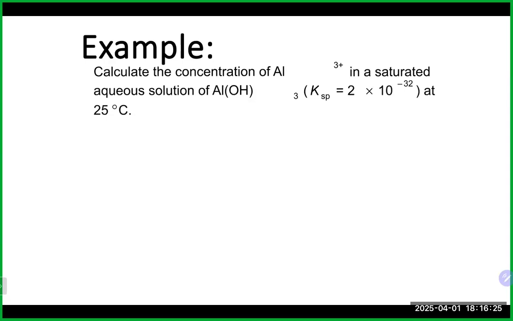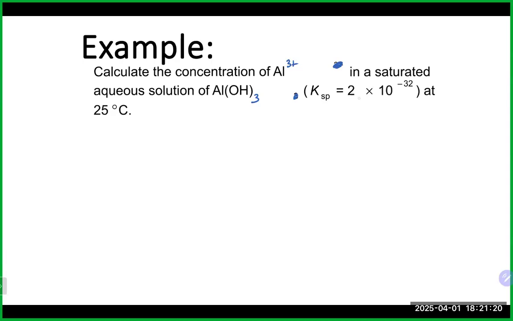All right, let's try another one. Calculate the concentration of aluminum 3+ in a saturated aqueous solution of aluminum hydroxide. The Ksp here is 2 times 10 to the minus 32. So why don't you give it a go and see what you end up with. Okay, let's take a look.